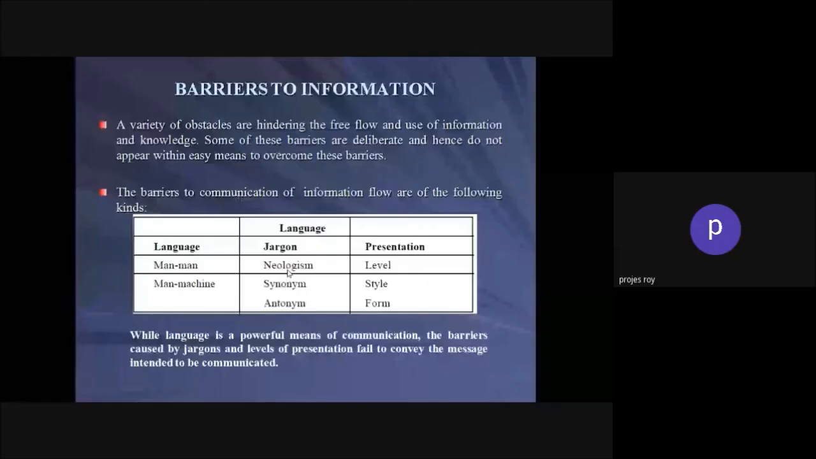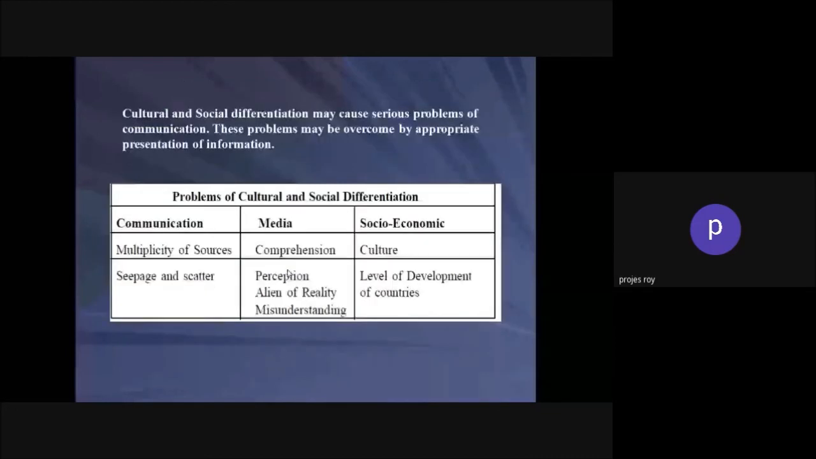So these are the barriers, and this is the barrier technology can solve to some extent, but again, it is a barrier. Then cultural and social differences may cause serious problems in communication. These problems may be overcome by appropriate presentations of information. Problems of culture and social difference: multiplicity of sources, media, comprehension, socioeconomic culture. Seepage and scatter, perception, alien or reality, misunderstanding, level of development of a country. So these are factors in social communications.